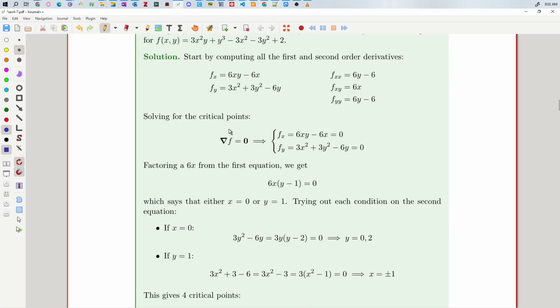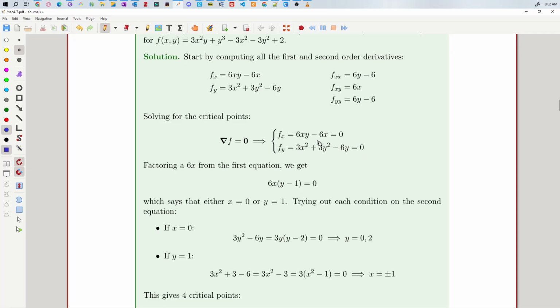Next, solving the critical points. So we take our first order derivatives, we set them equal to 0, and we solve this system of equations. So this is where I specifically chose something that's a bit harder, right? It will end up depending on how complicated your system of equations is to solve. Sometimes that's simple, and sometimes it can get fairly complicated. In this case, this is sort of in the middle.